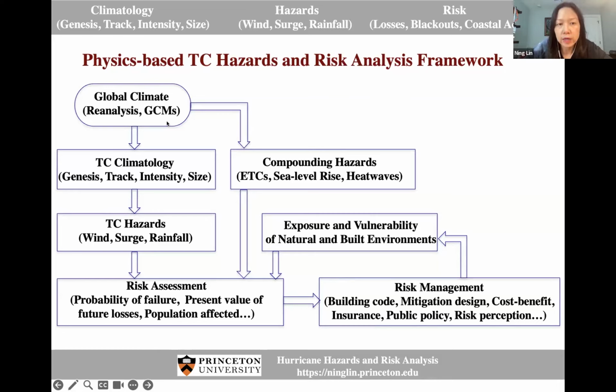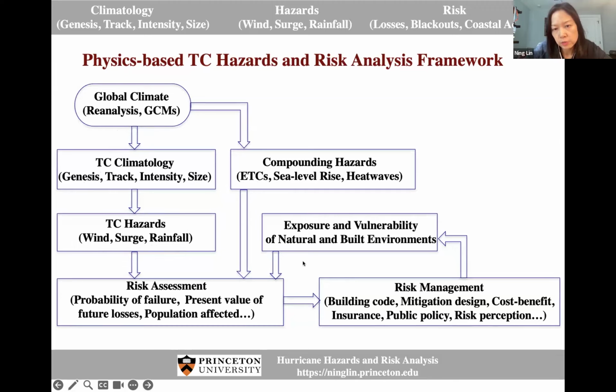In order to study tropical cyclones, we actually have to perform so-called downscaling or climatological simulation. For such a simulation, we want to generate storms with characteristics including genesis, track, intensity, and size. Then given these parameters, we can apply hazard models to simulate the TC wind, storm surge, and rainfall. Of most interest right now are the compound hazards from TCs, and also other compounding hazards, including extratropical cyclones, sea level rise, and heat waves. And also the hazard information.